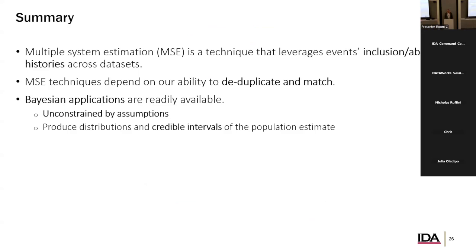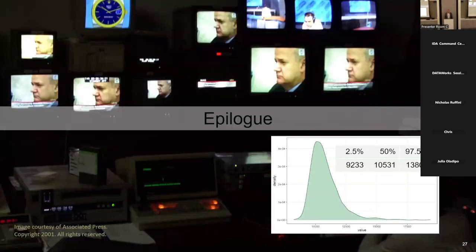So that's kind of the three takeaways. It's a technique that takes advantage of the absence of data across data sets to come up with a better overall estimate. It really does require quite a bit of that grunt work of deduplicating and matching that I conveniently glossed over in the middle there. But the other takeaway is that these are readily available applications in R, and they're not hard to get interesting results out of after you get your data in that structured tabular format that I showed.